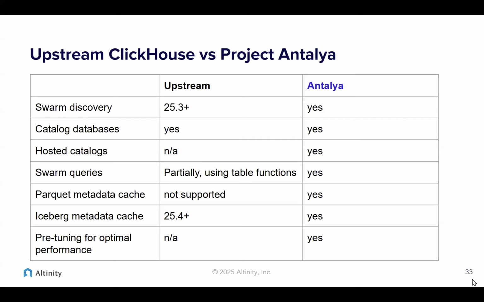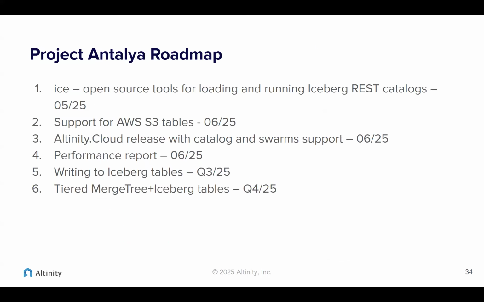With that, let's go to the next slide for our roadmap. First thing that we are going to announce, and it's probably going to be next week, is ICE, which is an open source tool for the Iceberg REST catalog. So you can use it as a REST catalog. There are a bunch of examples for Kubernetes, EKS, etc.